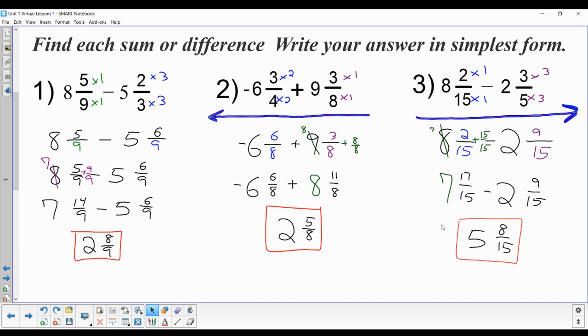So again, when you are going to have to borrow, you borrow one whole, you add it in the form of a fraction, and you should rewrite the entire problem because organization is important. And if you rewrite it on the next line with your new numbers, you're less likely to make some kind of silly mistake.